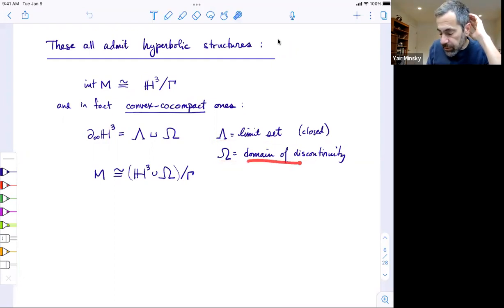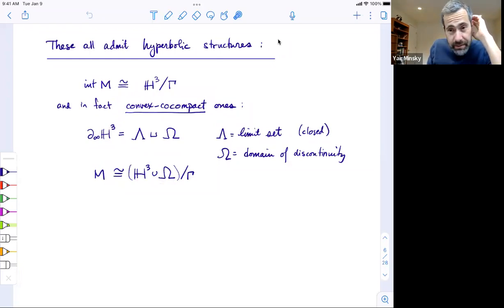And what it means to be the domain of discontinuity is that the group action on omega is nice enough that there's a quotient surface. So if we take H3 union this open set, and take the quotient by the group action, we get a manifold with boundary. And the condition of convex co-compactness is equivalent in our setting, at least, to saying that M is homeomorphic to this manifold with boundary. Okay, so that's a convex co-compact structure.